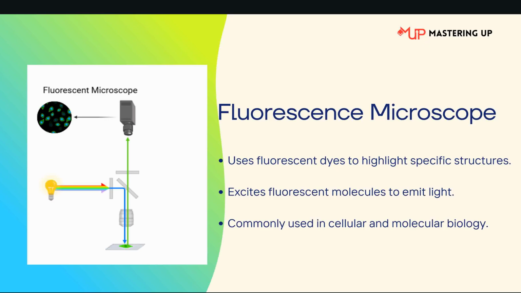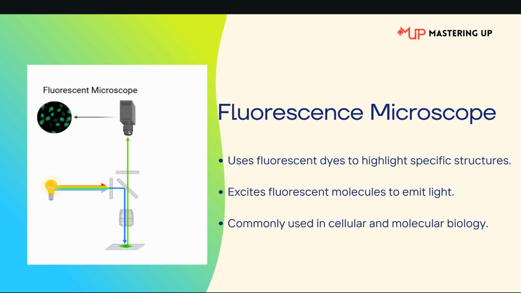This technique allows us to focus on specific parts of the cells in vibrant colors, making it a powerful tool for studying processes like protein localization, gene expression, and cell signaling in real time. That is, we can see that in live cells, unlike the electron microscope. Using fluorescent microscopy, scientists can track the movement of proteins within living cells, offering valuable insights into cellular functions and the progression of diseases like cancer.